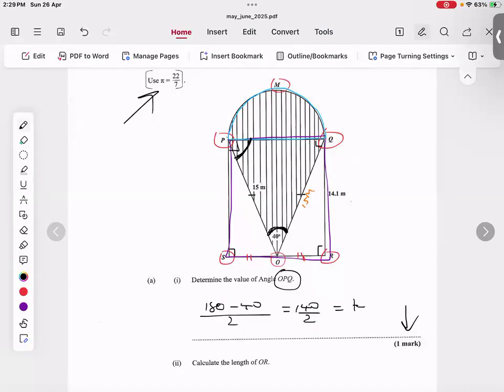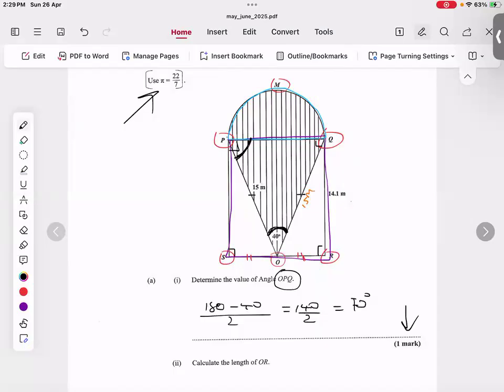70 degrees. Excellent. Good job, ladies and gentlemen, folks. Good job. 70 degrees. Good job, Cohen. Good finish up. Good job, girls in the chat.